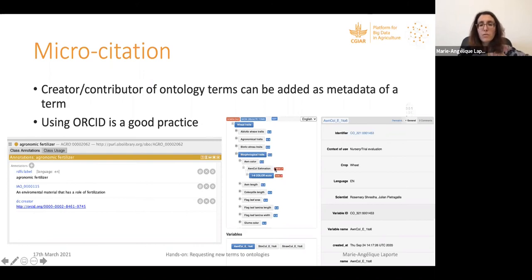And here on the Crop Ontology, you can also see that at the variable level, in the metadata, you will find information about the scientists that created that term. Here you can see their name, but we are going to move from having names to using ORCID, and that's what we describe in the guidelines. This process is going to take some time. So you can see in both ontologies that our collaborators are cited, and we really are thankful for their contributions to our ontologies.